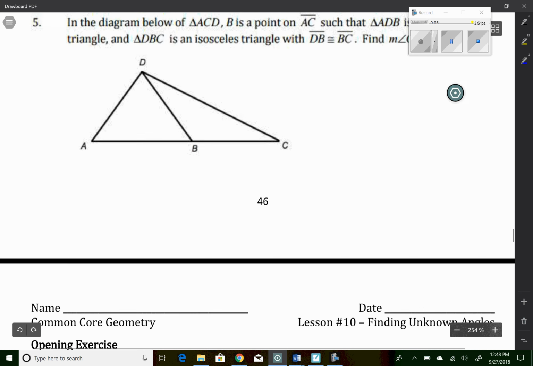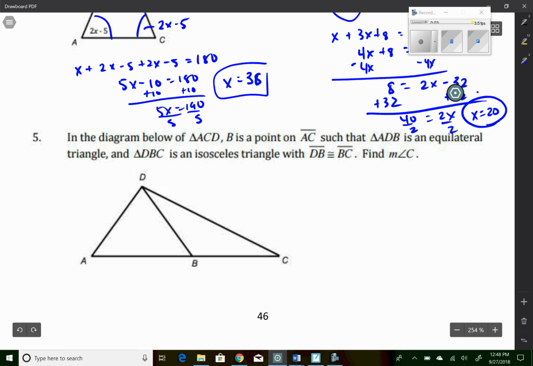All right, last one in the homework, number 5. It says below that this is going to be an equilateral triangle. So A, D, B is equilateral, so I know all of these sides are the same size, and all of these angles are the same size and are 60 degrees. It then says that the triangle DBC is isosceles, and it says that these are the congruent segments. So that means that BC is also the same size as BD. And it wants us to find angle C.